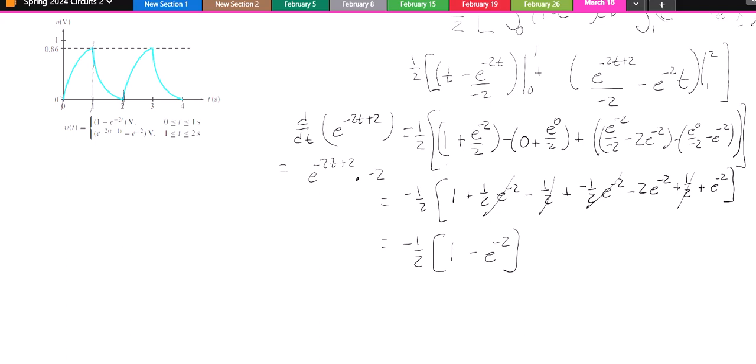And I get... I seem to have a sign error. Yes, there's a sign error. I don't know where this plus, that minus sign came from. So it's 1/2 times 1 minus e to the minus 2.